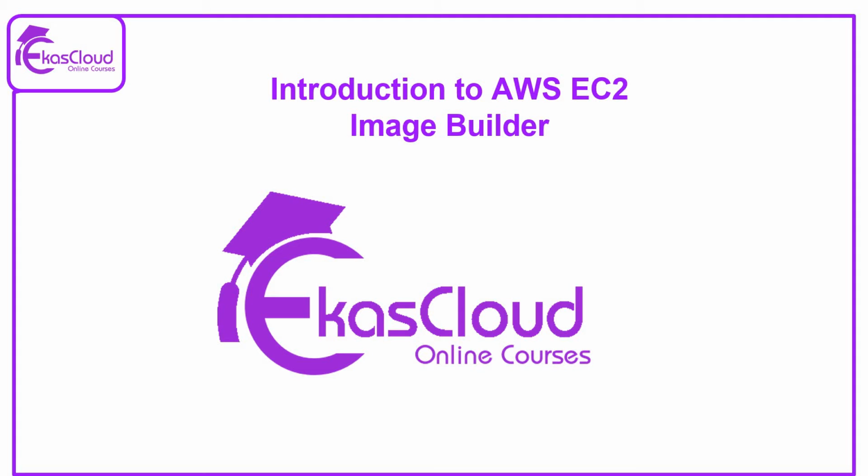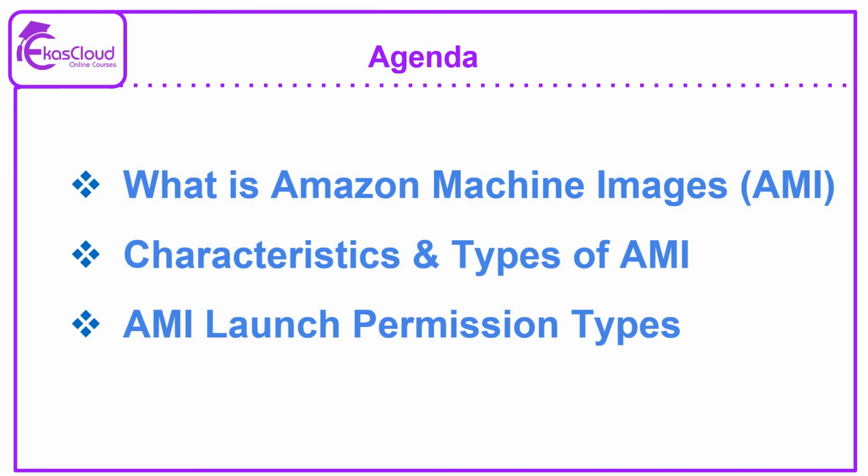Today I'm here to present AWS EC2 Image Builder. The agenda for this topic will be to discuss what AMI, also known as Amazon Machine Images, are, describe some of the characteristics and the types of AMI that we have, and also I'll be talking about the AMI launch permission types.